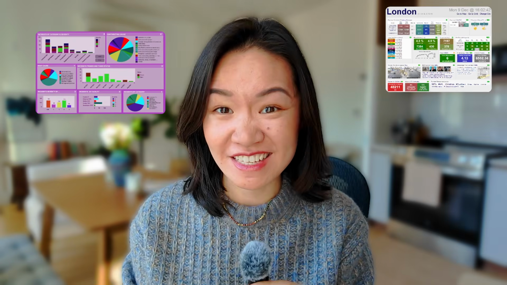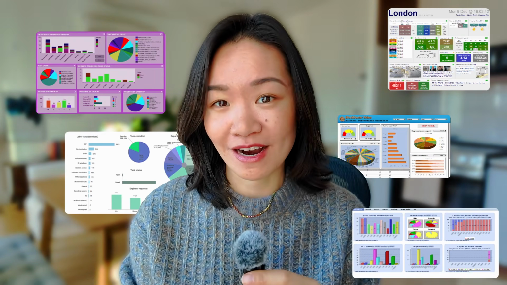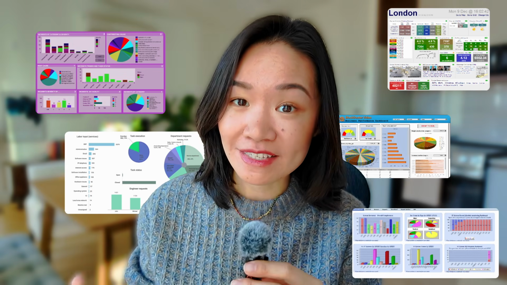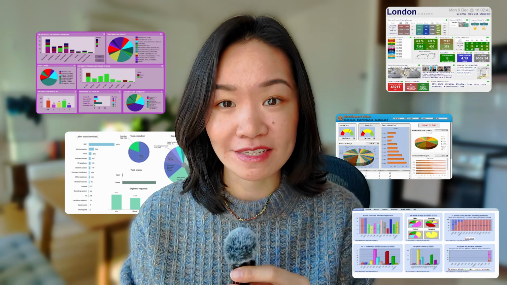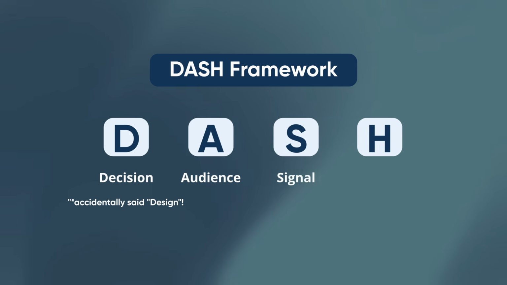Now, most of the dashboards I see in portfolio projects look something like this. They're colorful, they're crowded, there's tons of charts, but that actually signals to a hiring manager that you haven't yet worked in a realistic analyst environment where you're delivering these dashboards to stakeholders. So to overcome this, we're going to use a simple framework called DASH. It stands for Design, Audience, Signal, and Hierarchy.